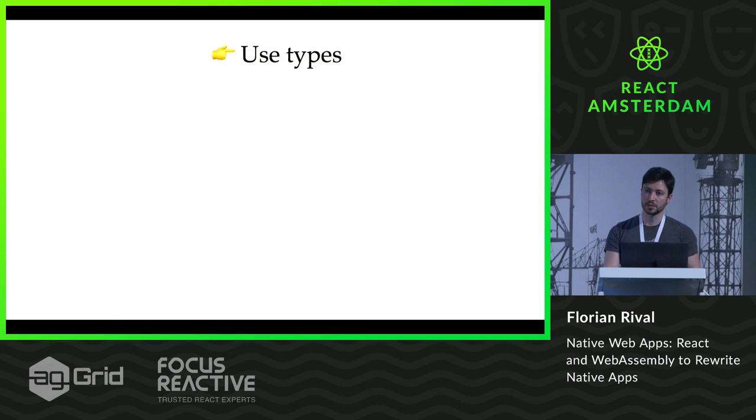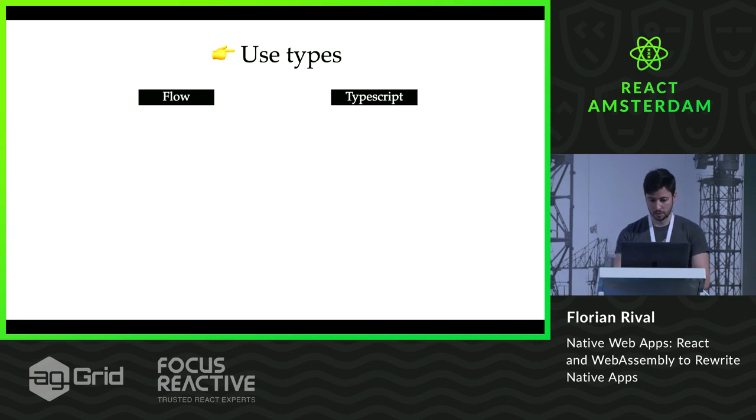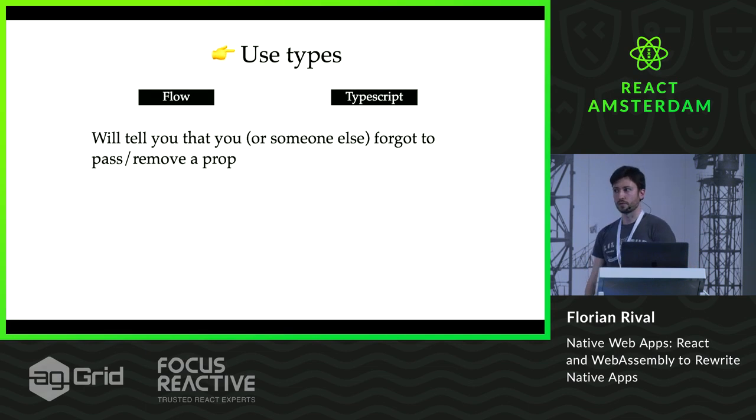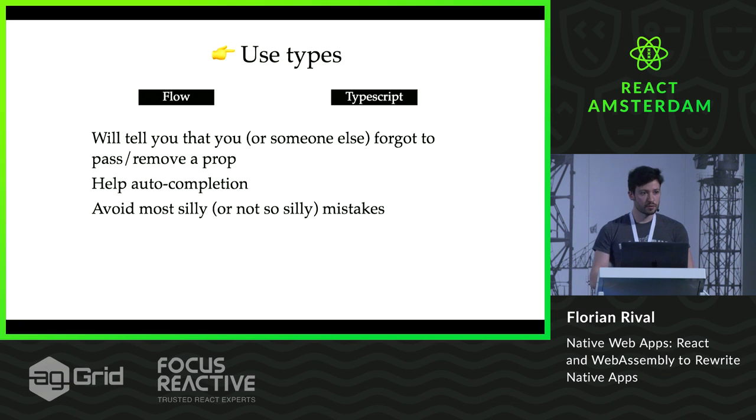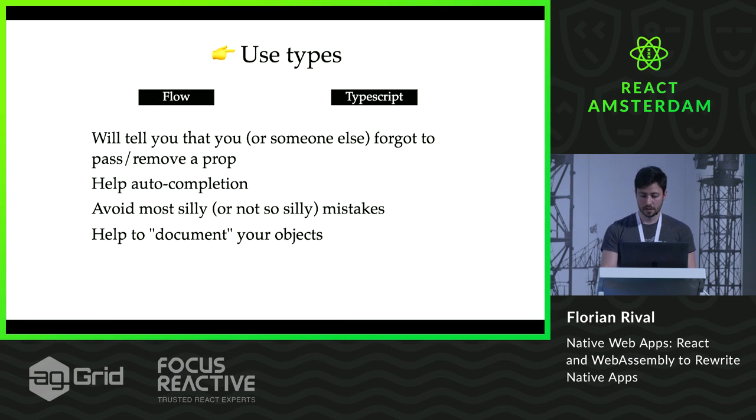Last thing will be to use types. I'm a big fan of types, whether it's Flow or TypeScript, because it will tell you that you forgot to remove something, or it helps for auto-completion, it avoids the most silly mistakes that you can make, and it helps to document, in a way, your objects.